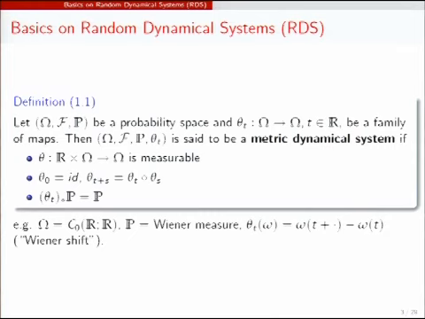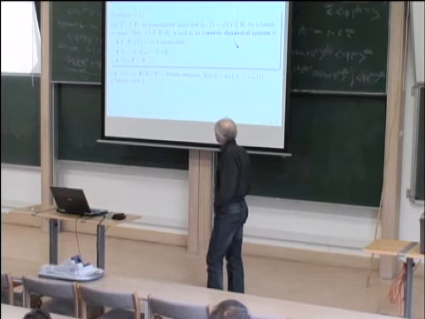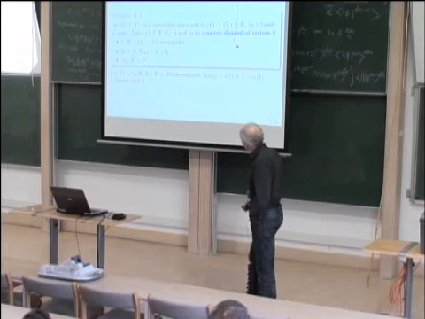So a random dynamical system is based on a metric dynamical system. You're given a probability space and you are given mappings θ_t for every t in the real numbers. And these mappings are measurable in the two variables t and omega. For t equal to 0, it's just the identity, and you have the semigroup property. And they should leave the measure of the probability space invariant.